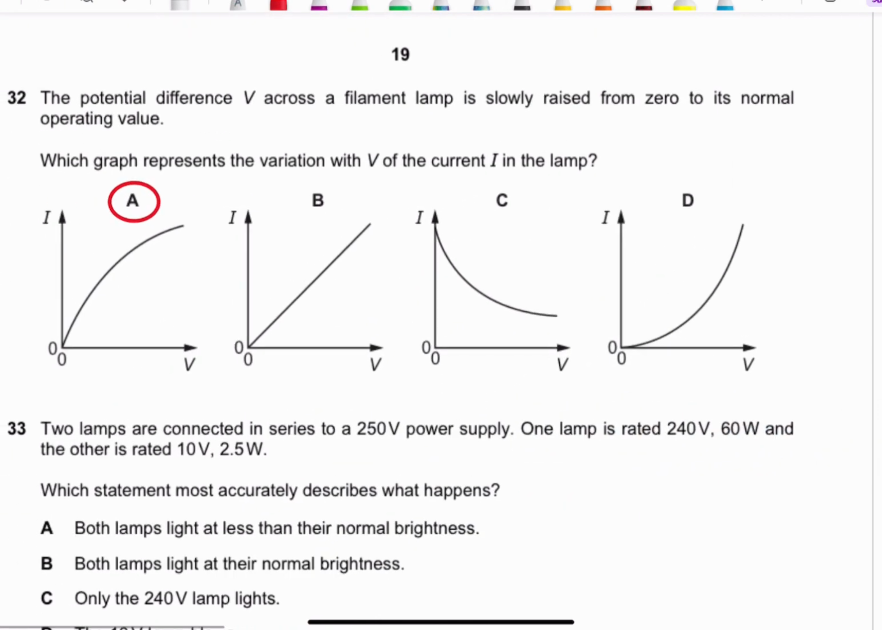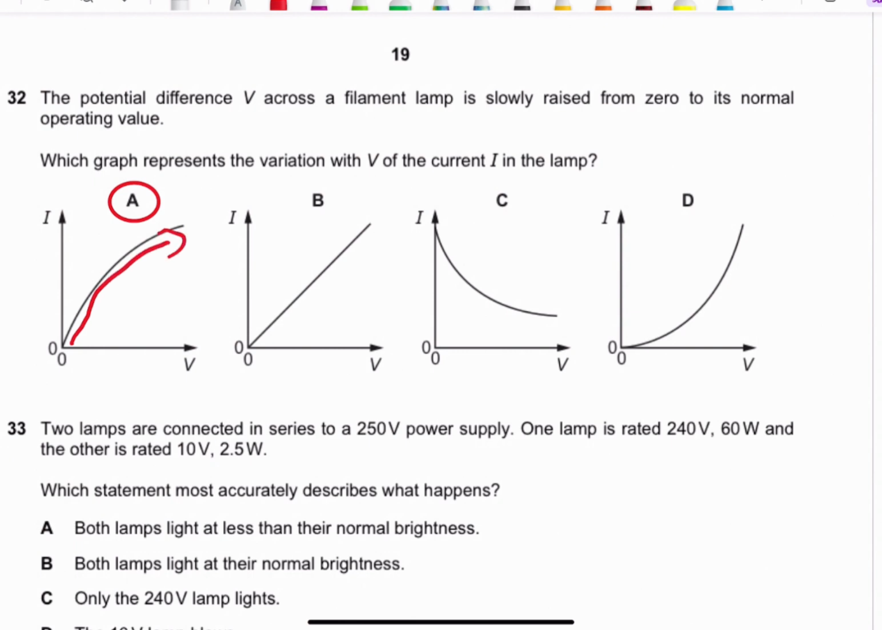But the resistance of a filament lamp actually increases, right? That's why the ratio of I to V will decrease. That's why it's going to be a curve like that.